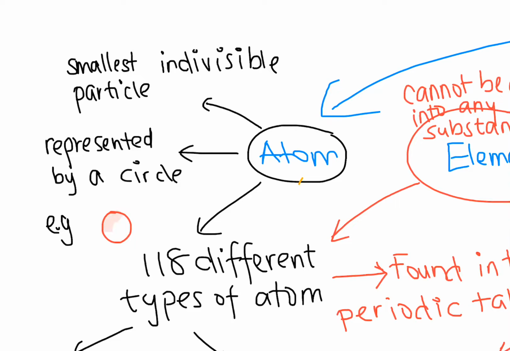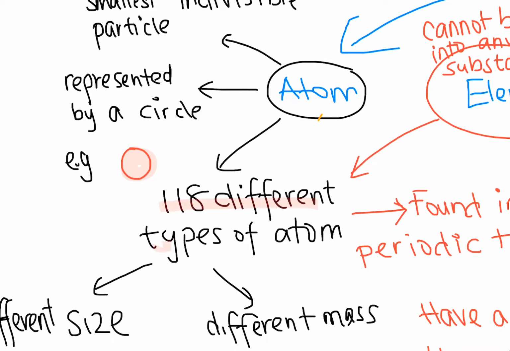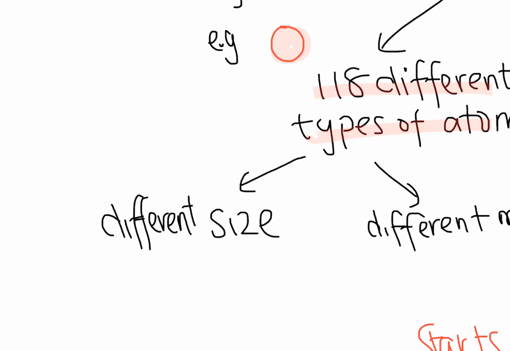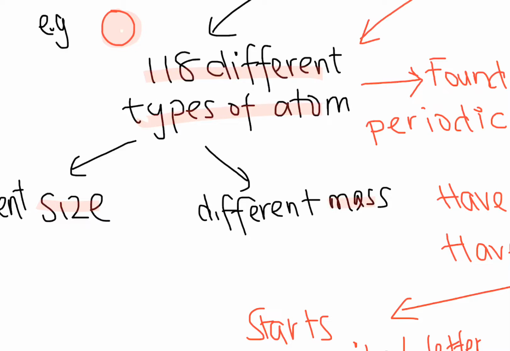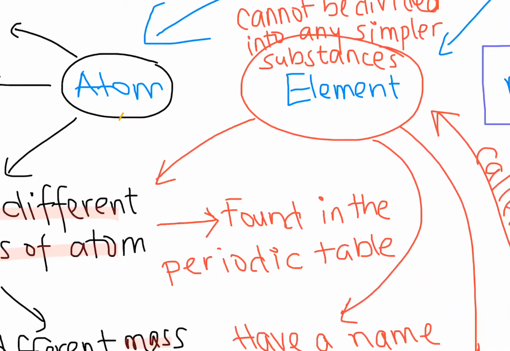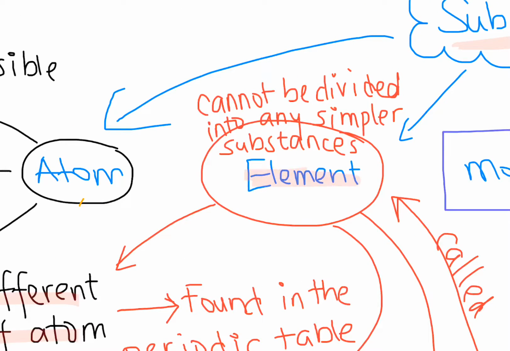We represent an atom using a circle, and there is 118 different types of atoms, and they are different in size and they are different in mass. And all these different atoms, they are actually called elements, right? An element is a substance that cannot be divided into any simpler substance. So this is the definition of element. Cannot be further divided into any simpler substance.